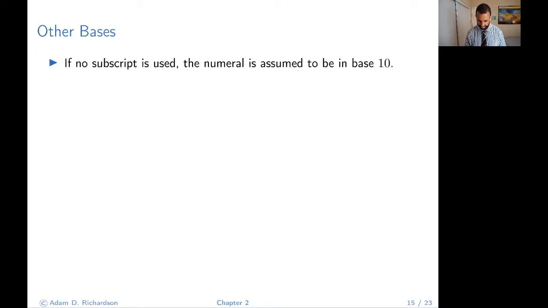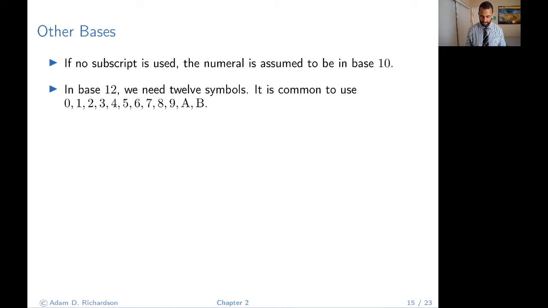Okay, so there you go: 10001 base 2. If no subscript is used, we assume that it is in base 10. That's just because we're in a base 10 civilization here. You can also talk about bases that are higher than 10. But if you're going to go higher than 10, then you have to come up with 12 symbols. And you can't use the symbol 1, 0 anymore to represent 10, because that's 2 places.